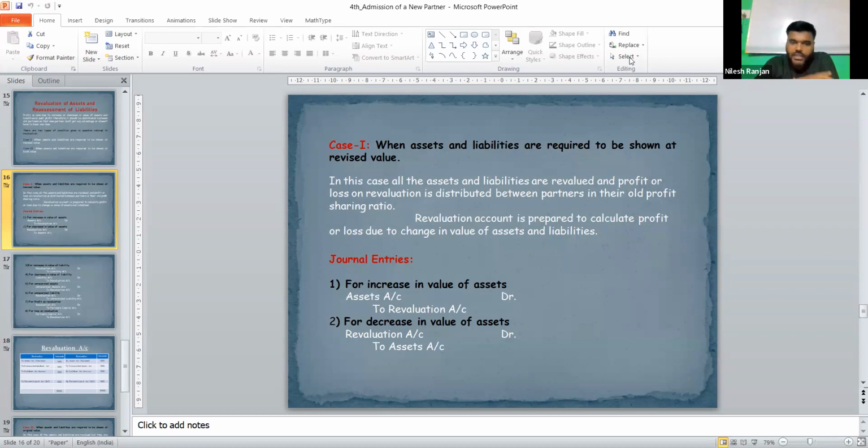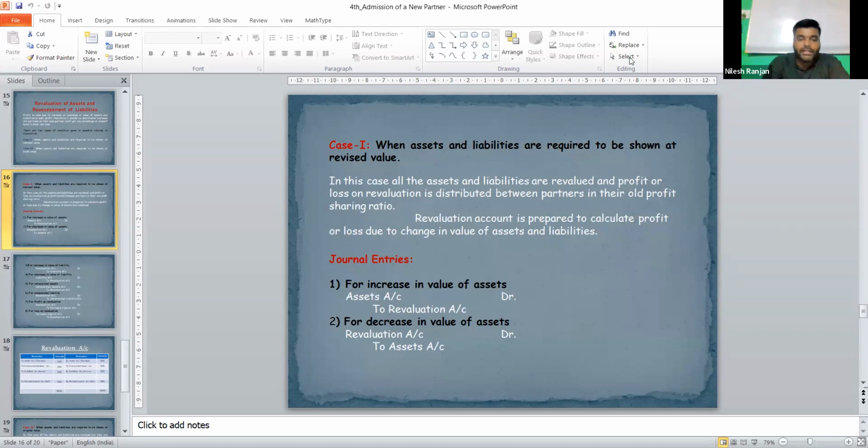You have to remember one thing also, that goodwill is never transferred to revaluation. You don't have to write goodwill in any case in a revaluation. So if the question asks you to record the increase or decrease in value of assets, then you will record this in a revaluation account.